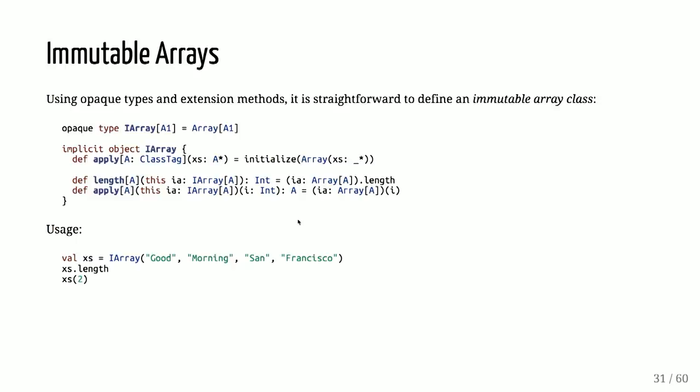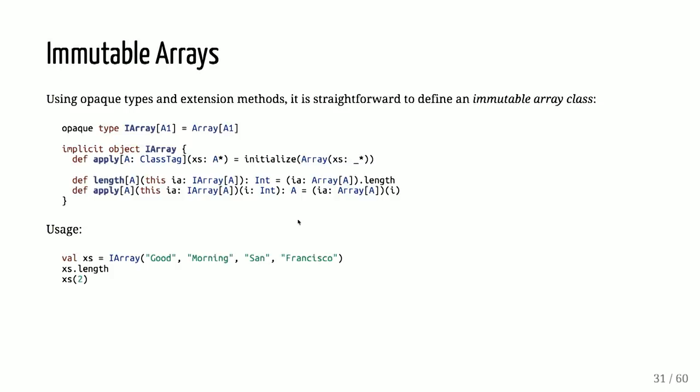We take an immutable array and cast it to an array, because we know it's the same thing, and we just forward to the same operations on the normal array, length and apply. And that means we can now have usage like this. We can create an immutable array, take its length, and index it. But we can't change any elements of it.